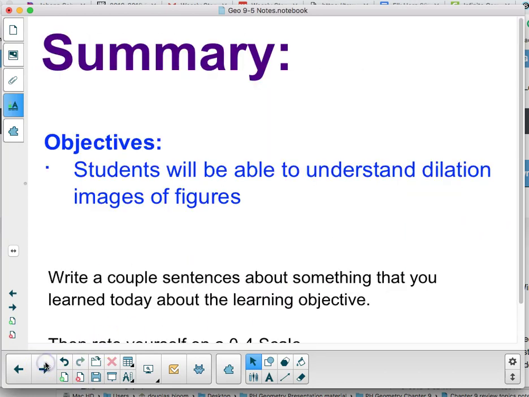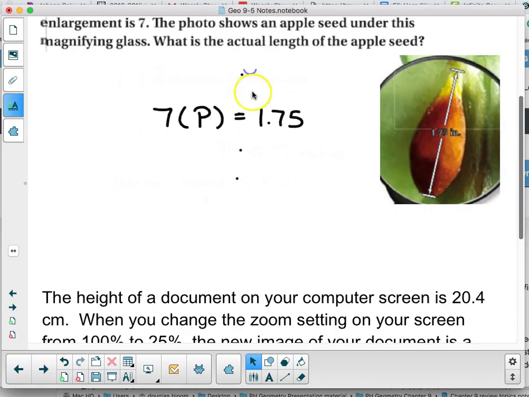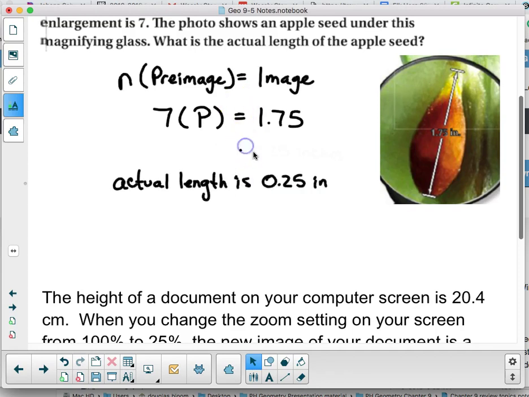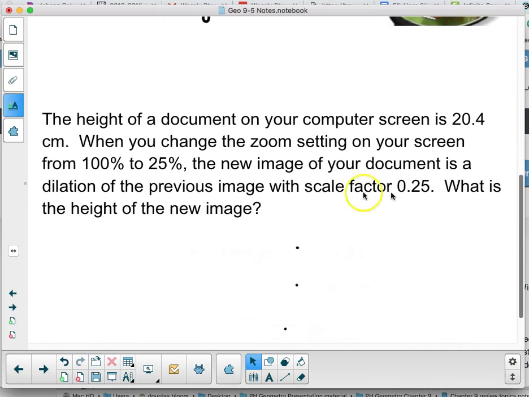Okay, next problem. Ooh, next problem is below. I'm sorry, I should say our last problem. Same idea with this. We're going to do the same. n, pre-image, image. So I've got my n, pre-image, image. The height of a document on your computer screen is 20.4 centimeters. When you change the zoom setting on your screen from 100 to 0.25 or 25%, the new image of your document is a dilation of the previous image with a scale factor of 0.25. So I got a scale factor already. I know n. What's the height of the new image? And I already know my original p's.